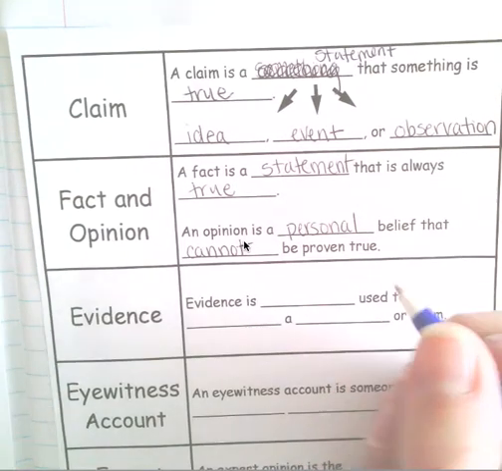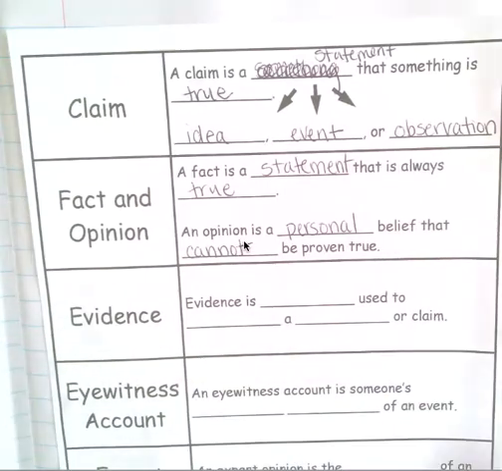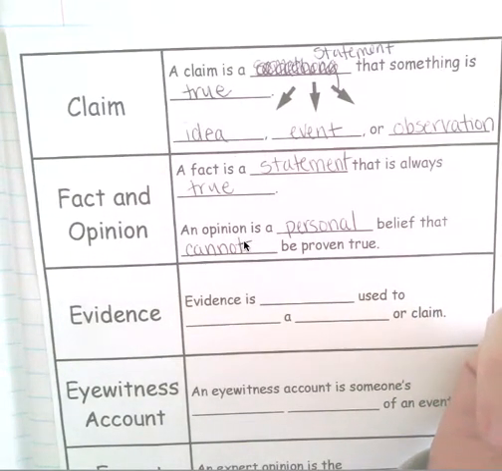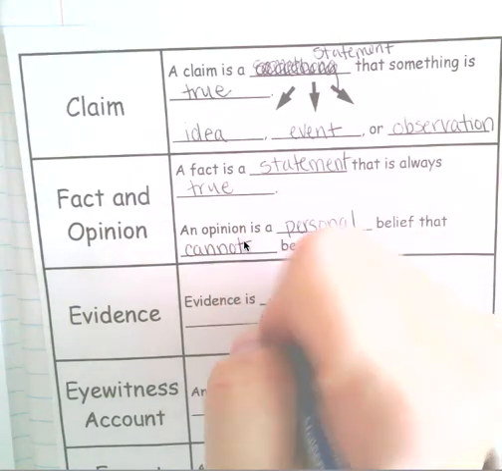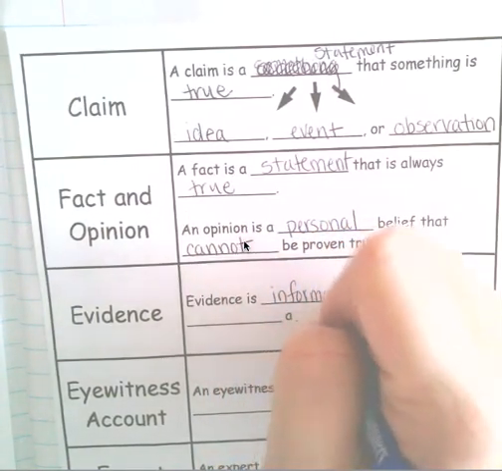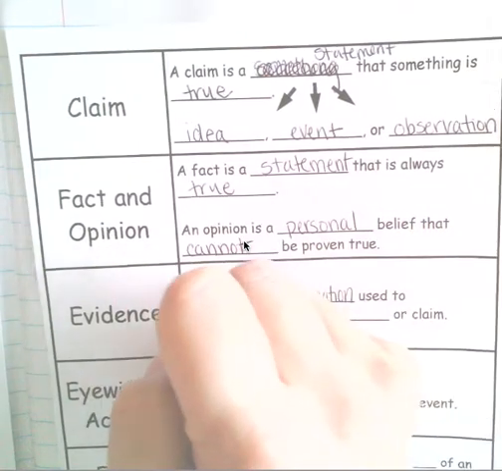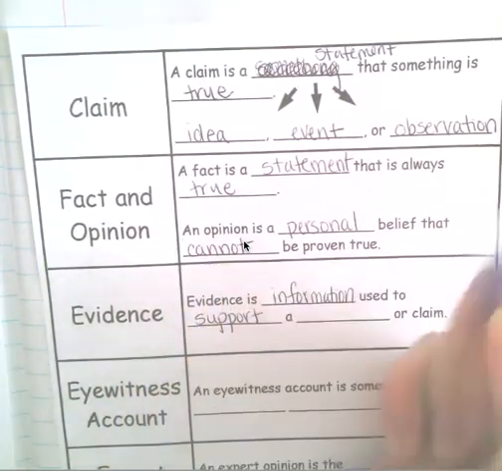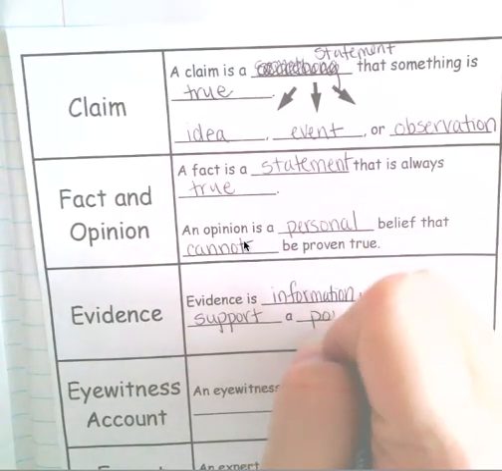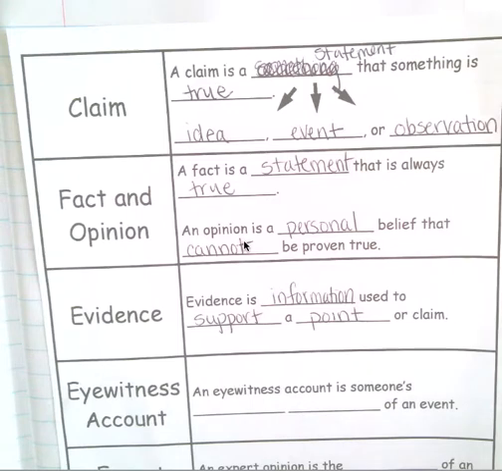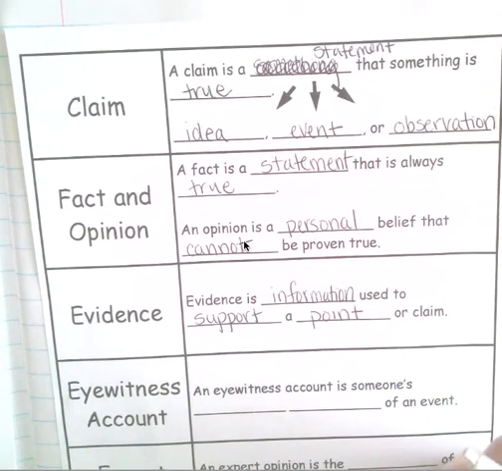All right. Now in talking about evidence, evidence is information used to support a point or a claim. So if I am claiming that I have seen the world's largest frying pan, I would be able to give you some kind of information that supports that I have indeed seen it. Maybe I would be able to describe it. Maybe I could tell you where it is, right?